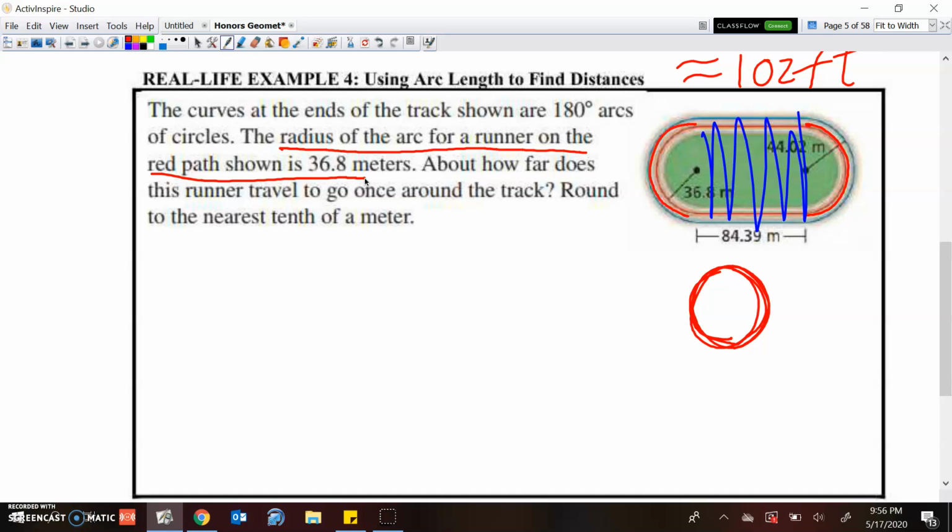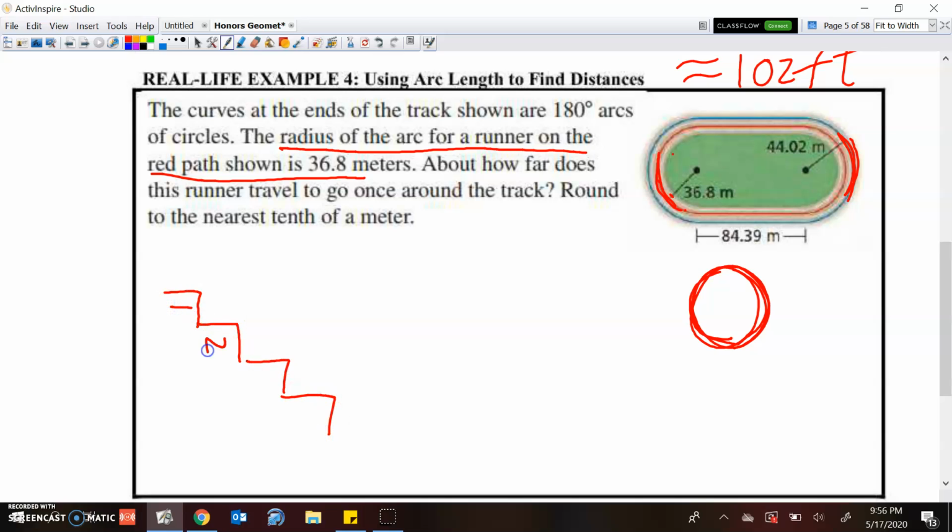If I clear everything, we can see that for our track runners out there, the red is the inner lane and the blue is the outer lane. That's why whenever they have races they stagger the lanes, lane 1, lane 2, lane 3, lane 4, so that accounts for the distance. Because obviously if someone ran the outside track the whole way around, they're running further than the inside track person, and that's not fair. So don't worry, it's all accounted for. Anyways, they want to know how far this runner travels to go around the track.